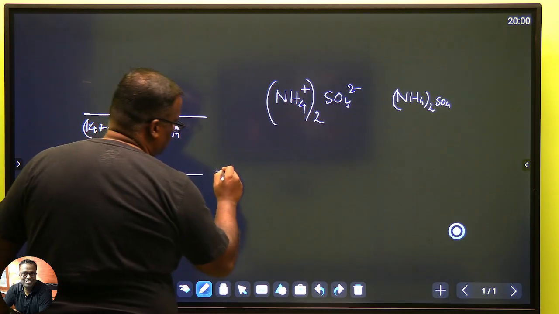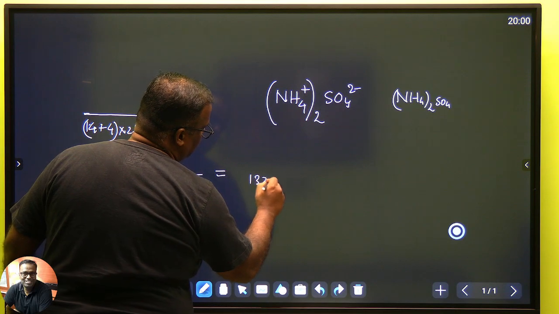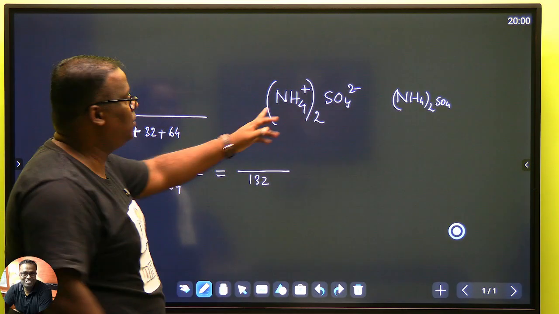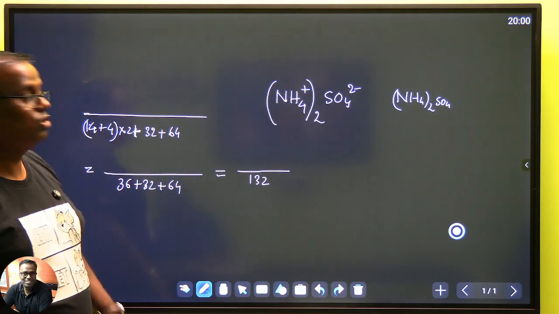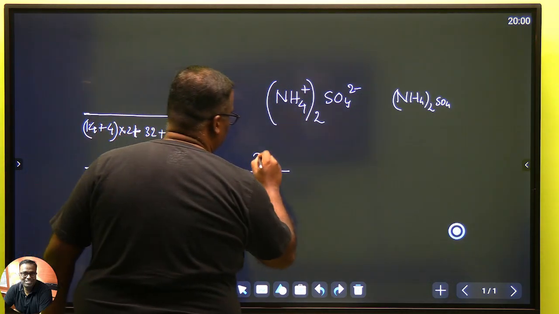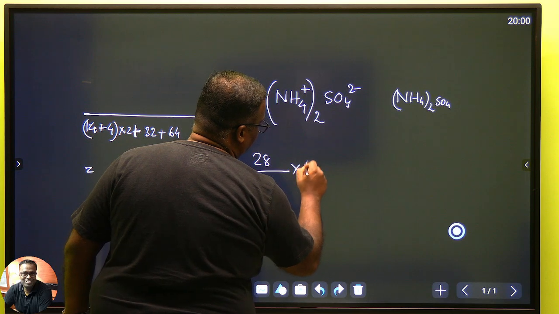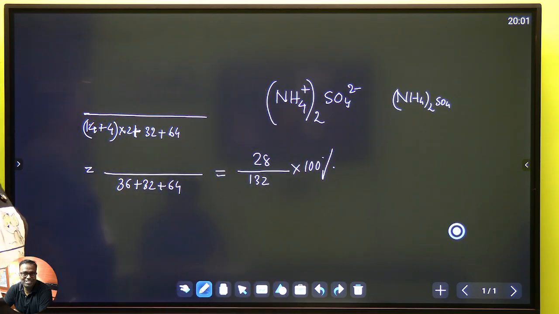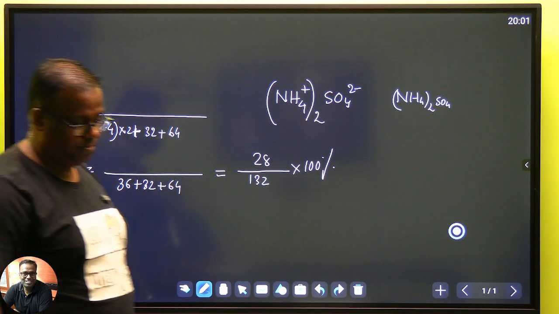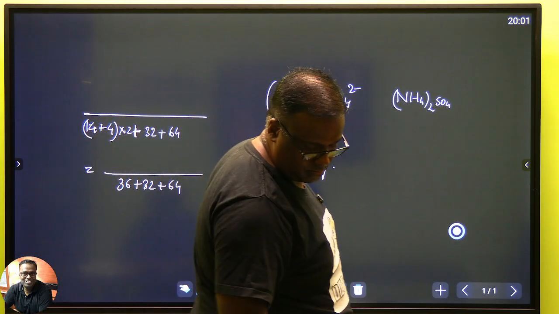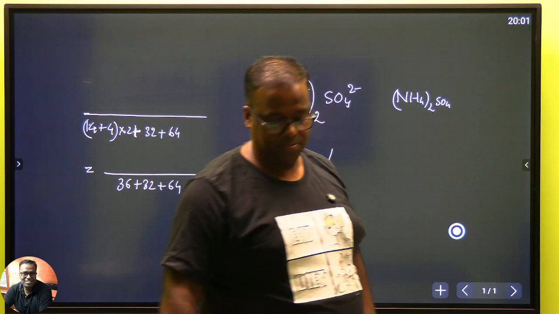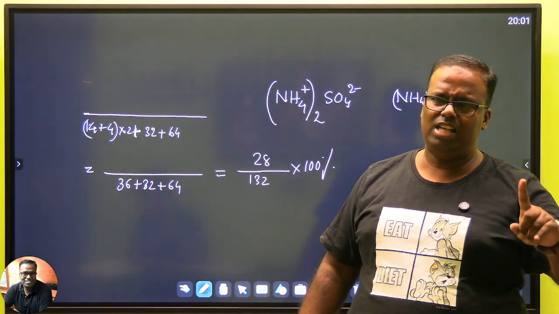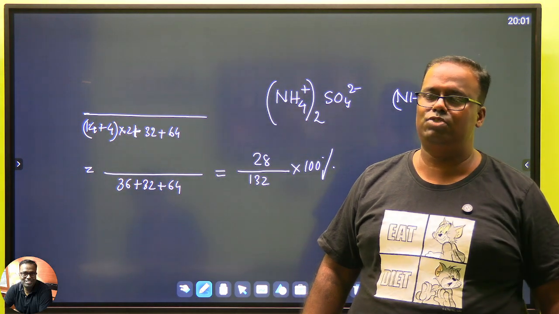132. This is 132. How much is nitrogen contributing? Not 14, it is twice of nitrogen, people make this mistake. 28. So 28 by 132 into 100. Kirtan, understood? And one last type more we'll do, so that next class we can do gases.